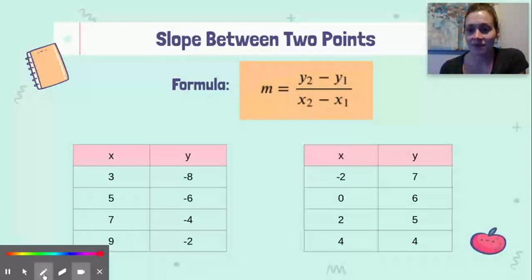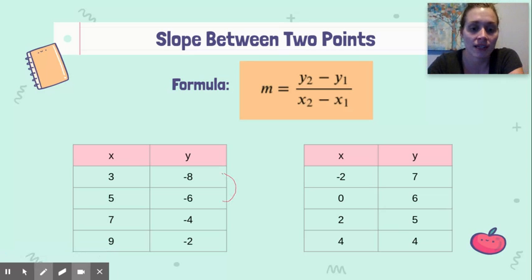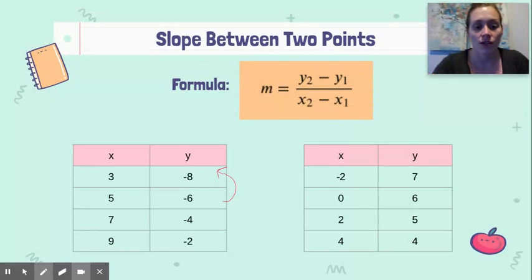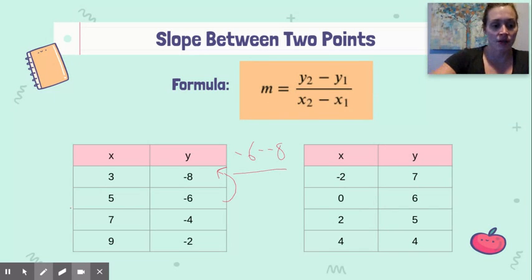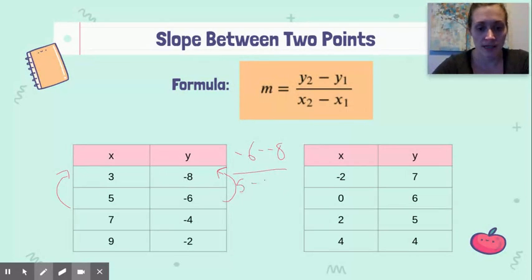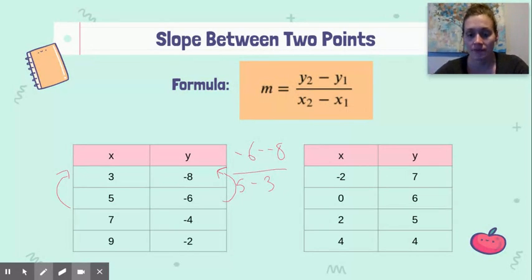Okay, so if everyone's ready, we're going to go over what we got for these 2 examples here. It doesn't matter what 2 points you picked. We're all going to get the same answer. So maybe we use the first 2 points here. We would do the second y minus the first y. So that would give us negative 6 minus negative 8. And then on the bottom, we would subtract the x's. So I would do 5 minus 3.